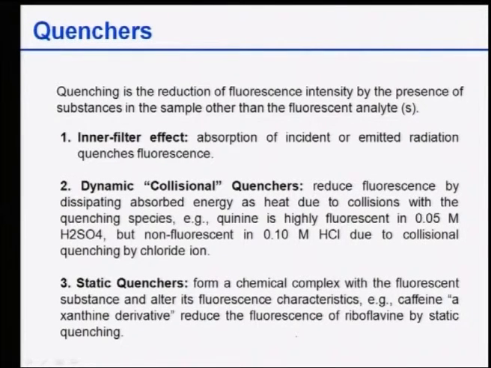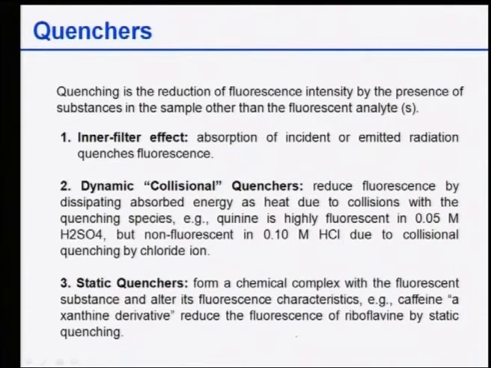As I said, a certain amount of energy is transferred from the fluorescent material to the solvent, and you can have different kinds of quenchers. Inner filter quenching is the absorption of incident or emitted radiation by a quenching substance. Or you can have dynamic collision quenching, which can reduce the fluorescence by dissipating the absorbed energy as heat due to collisions with the quenching species. Quinine is highly fluorescent in 0.05 molar H2SO4, but non-fluorescent in 0.1 molar HCl due to collisional quenching by the chloride ions. Chloride ions absorb the energy as heat.